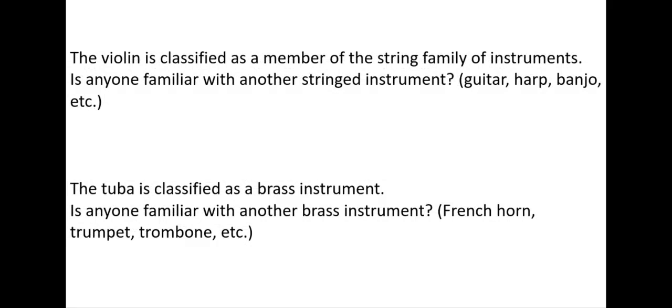So the violin is classified as a member of the string family of instruments. Do you all know any other stringed instruments? Like a guitar, a harp, a banjo, a ukulele, a bass? There's lots of stringed instruments. Whereas the tuba is classified as a brass instrument. Are you familiar with any other brass instruments? There's the French horn, the trumpet, the trombone.